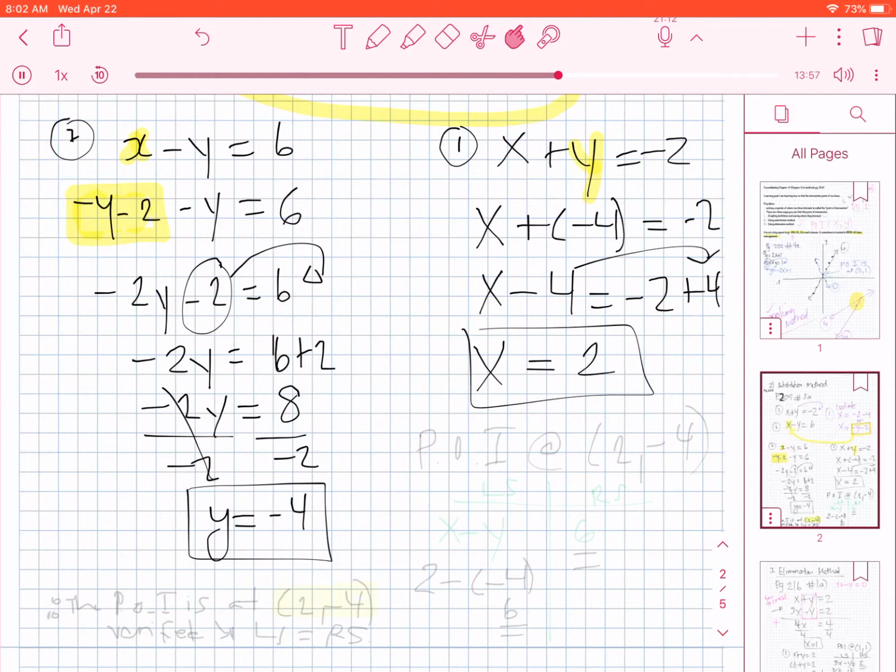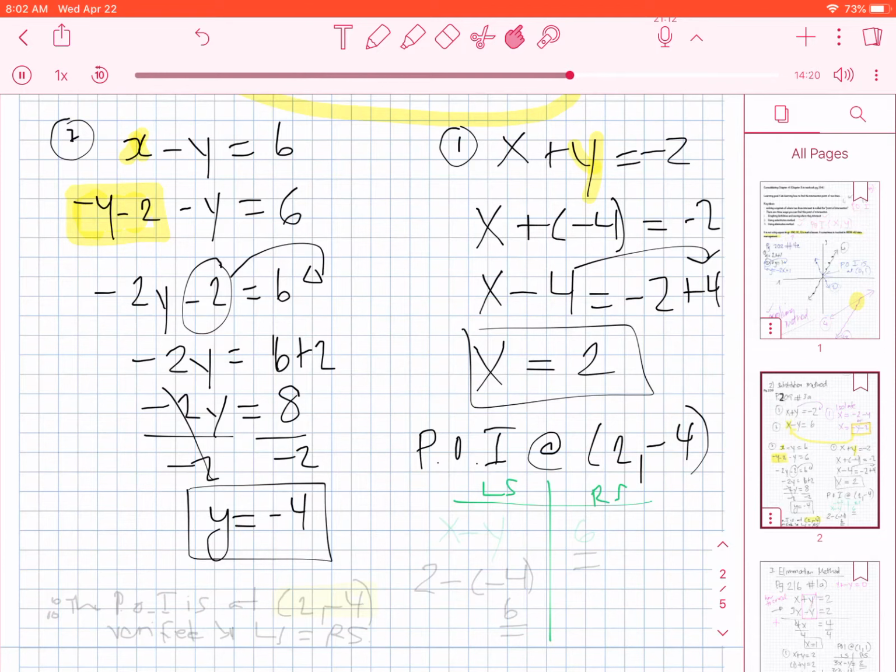Okay, so now we have a point of intersection at 2, negative 4. Okay, now to really verify and check, we should make a left side, right side statement, where the left side and the right side are put into a check. We're always going to use our original.